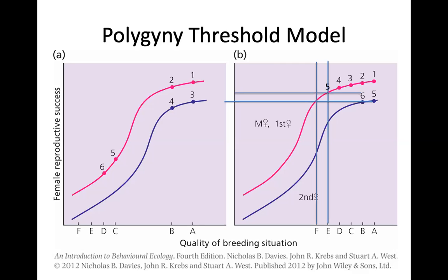Actually, I think it should be individual 6 should be monogamous in territory F. So hopefully that clarifies that.